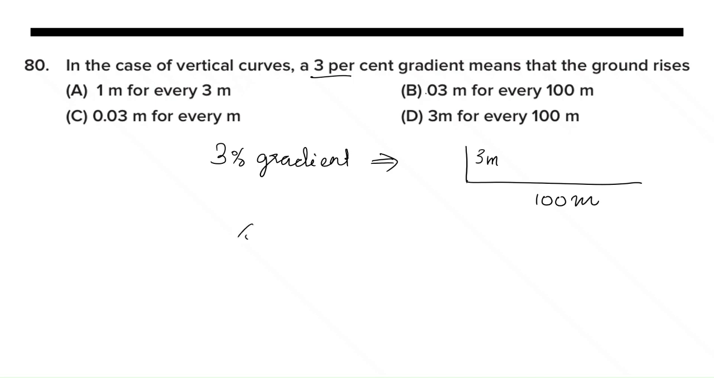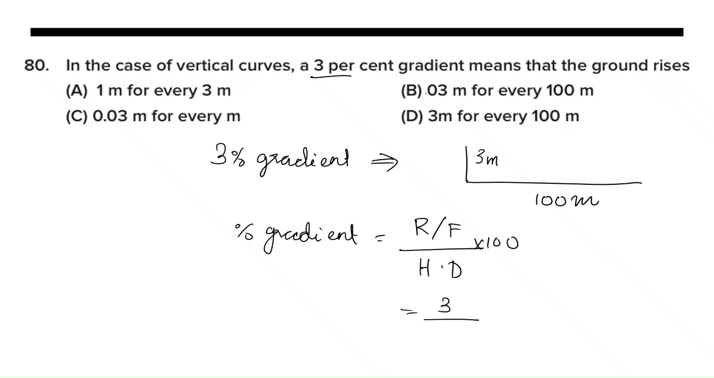Percentage gradient can be calculated by rise or fall divided by horizontal distance into 100. Here rise or fall is 3 meters and horizontal distance is 100 meter, into 100 will give you the percentage gradient, that is 3%. So option D, 3 meter for every 100 meter is our answer. Clear?